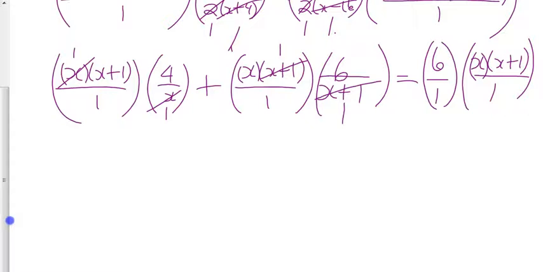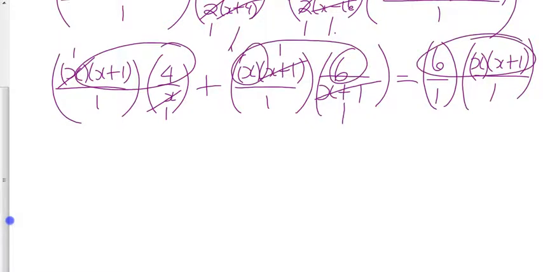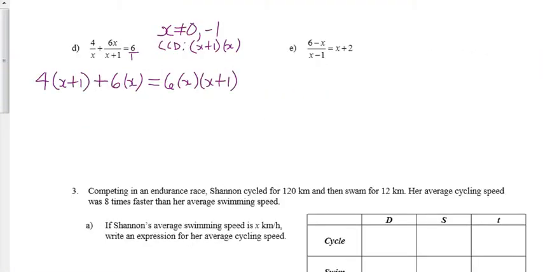So we have 4 times x plus 1, we have 6 times x, and we have 6 times x plus 1. So short way, long way, your choice. Don't do it the short way if you're not comfortable with it. All you're doing is saving a little bit of pencil lead and some space on a page, and it's not worth getting something wrong to save that.